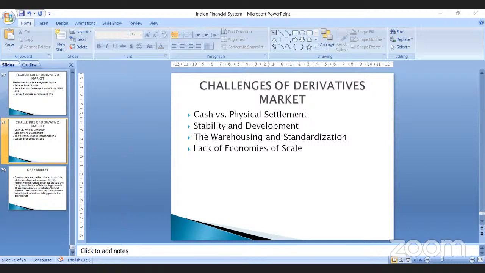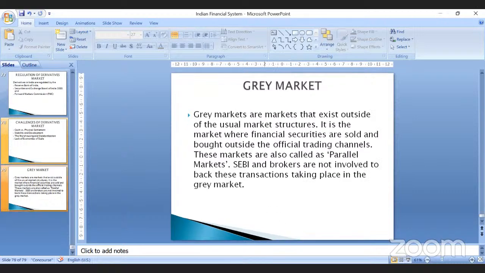And one of the biggest challenges that the derivatives market faces is the gray markets. See, these are the markets which operate or exist outside the usual market structures. Gray markets are unauthorized markets, just like you have something called a black market, right? They're unauthorized. They are not illegal, but they are unauthorized. They don't have any legal restrictions upon them, right?